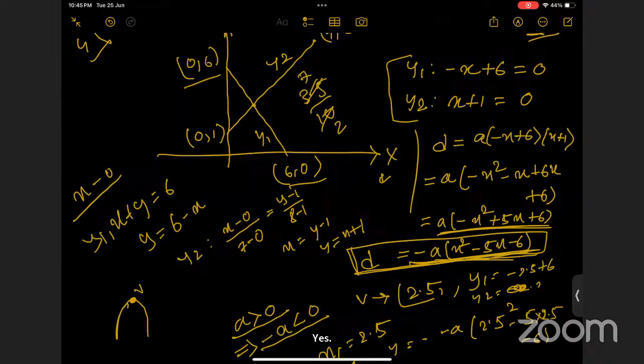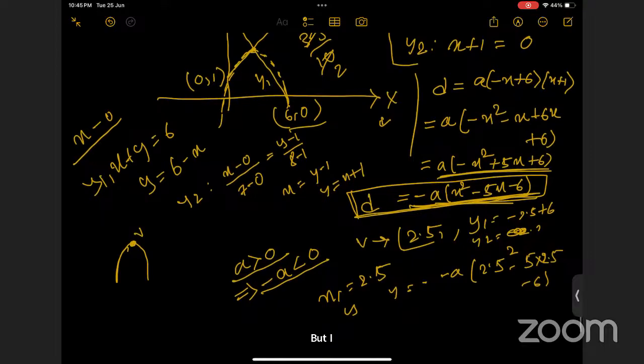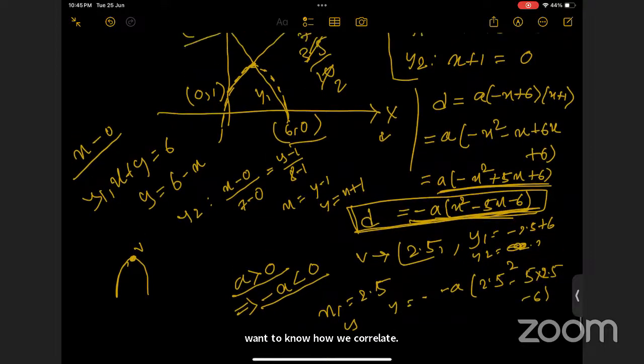The parabola will be something like that. You can relate this. Okay, ma'am. But I want to know how we correlate this parabolic function, that 2.5.